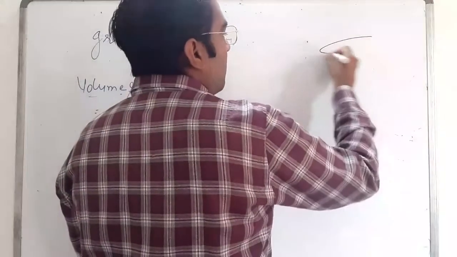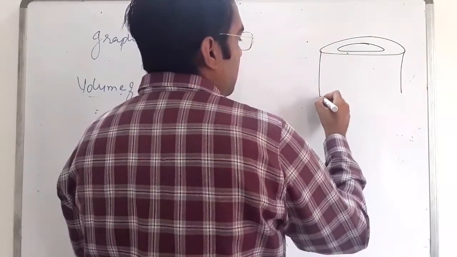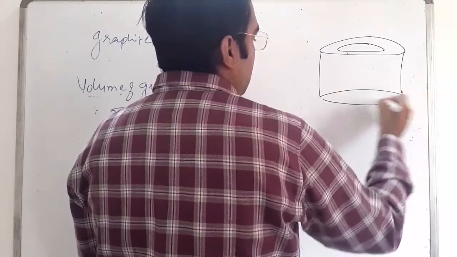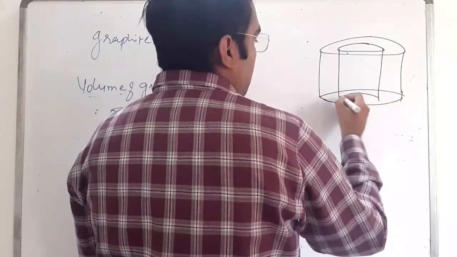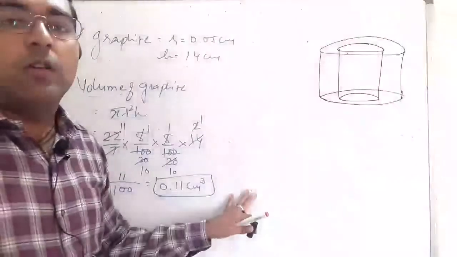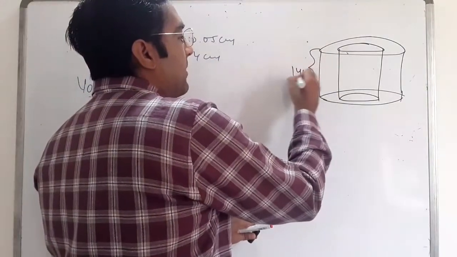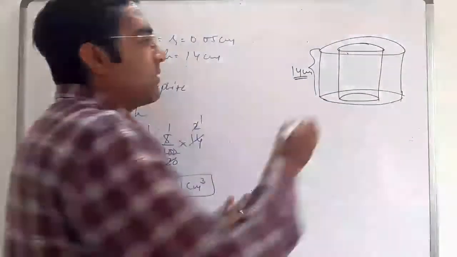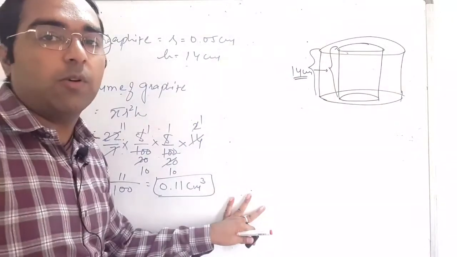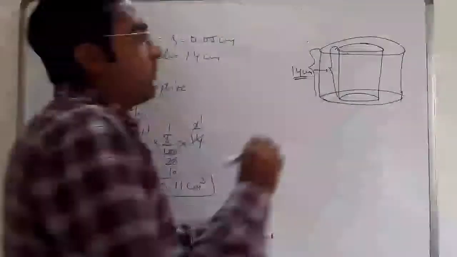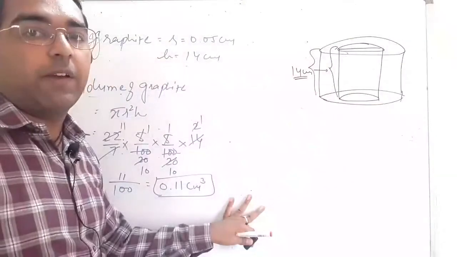So my figure is this. As we know, the 14 centimeter height of the pencil must be equal to the height of the graphite also. So my height for both of them is equal. Now my diameter for the graphite is 1 mm.